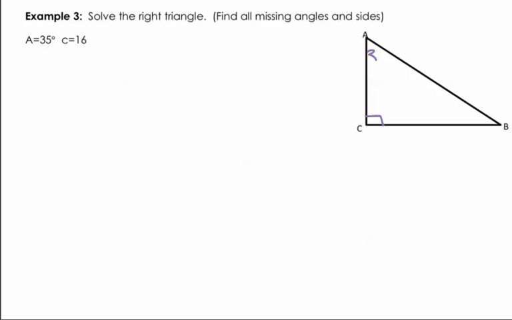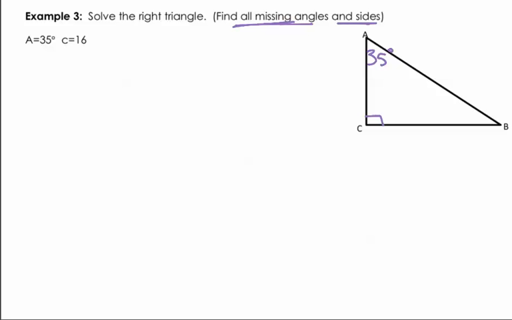Angle A is 35, so we should always label our diagrams. Now in order to solve the right triangle, that means find all the missing angles and all the missing sides. There's 3 angles in a triangle. We have A, B, and C here. And there's 3 sides in a triangle. And we usually notate angles by capital letters and sides by lowercase letters.